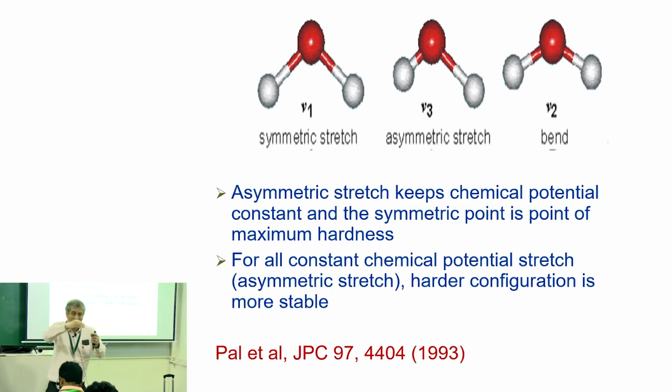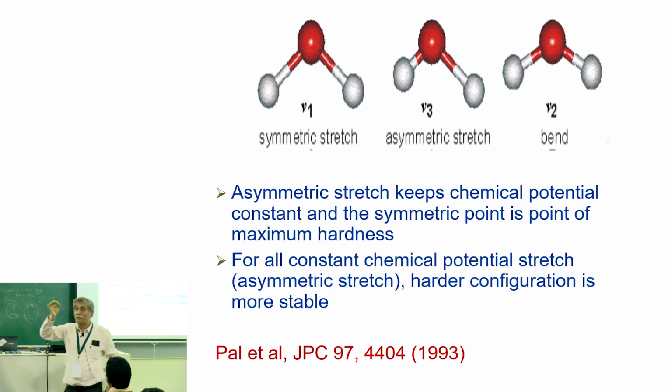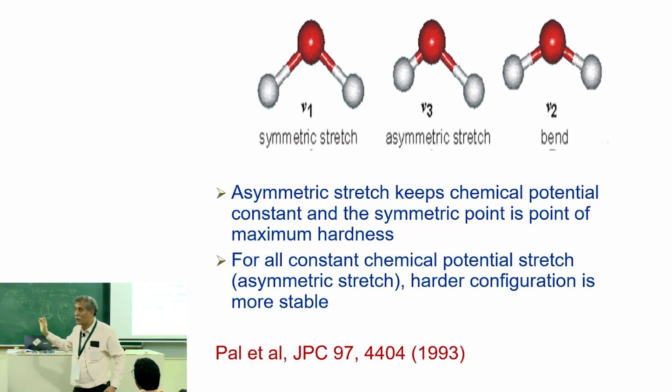So there are local maxima. You understand? Each symmetric point is a local maximum. Then the actual experimental geometry is the maximum of the local maxima, the global maximum, you can say. Just like in normal optimization, you do local minimum, global minimum. So that has a very clear proof of the principle of maximum hardness, for a very simple molecule like water.